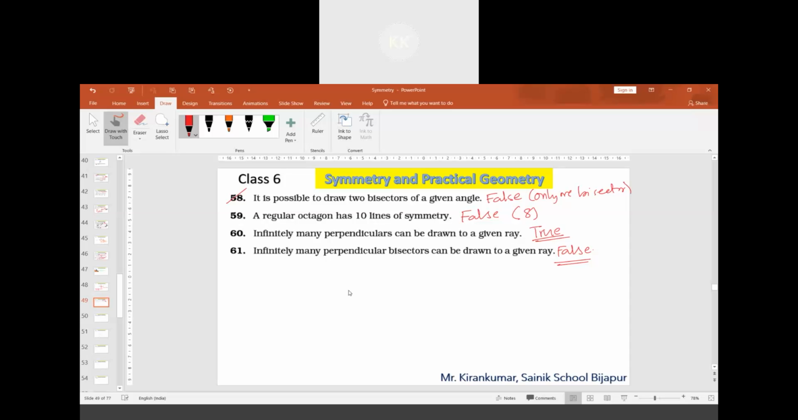You may say that this is a line segment, and this is a ray. Let me name this as AB. This B is not fixed, so the ray has no fixed length. So we cannot have a perpendicular bisector, whereas a line segment has a fixed length, so we can definitely have a perpendicular bisector.